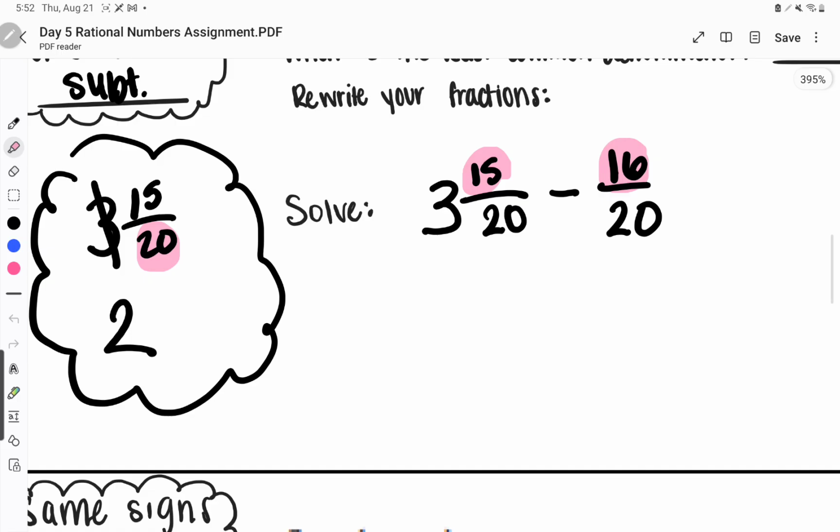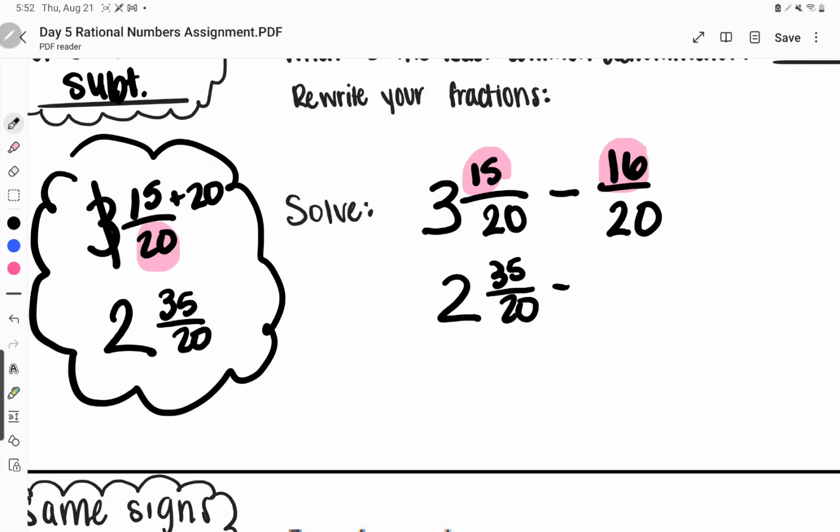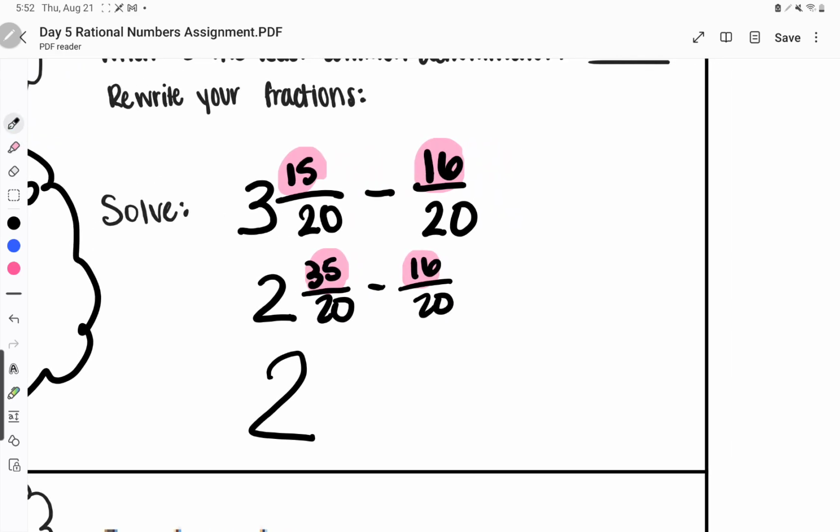Okay, then I'm going to take this 20 and add it to my 15 at the top, because that's what happens when you borrow. You can now add your denominator to your numerator. 15 plus 20 is going to give me 35 over 20. So this is now 2 and 35 over 20 minus 16 over 20. My big 2 is going to stay the same, and then I'm just going to do 35 minus 16.